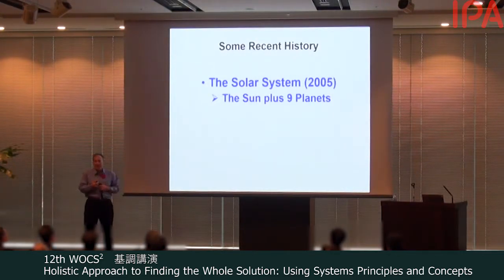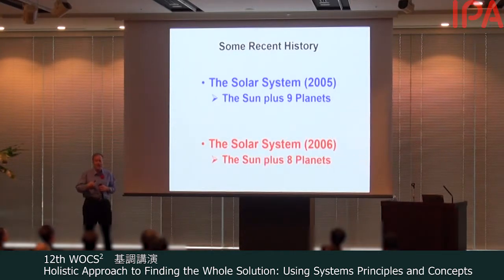So I'll give you a real example. When I was in school, I learned about the solar system. The solar system was the sun plus 9 planets. But later, the sun plus 8 planets became the solar system. So the system changed. And why is that?